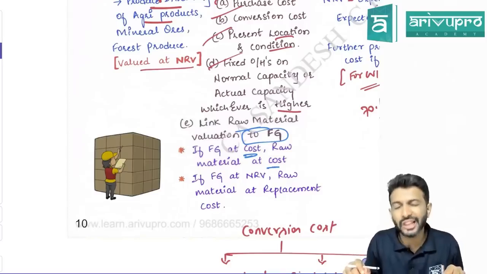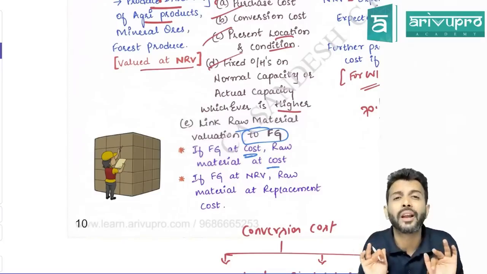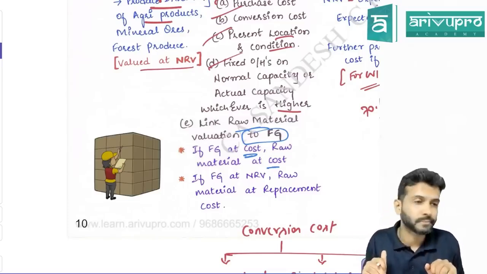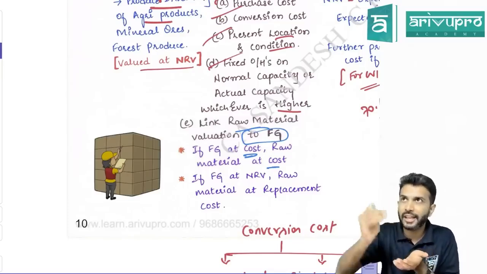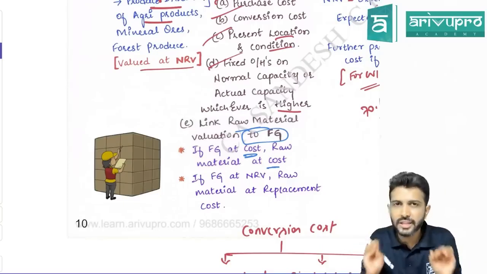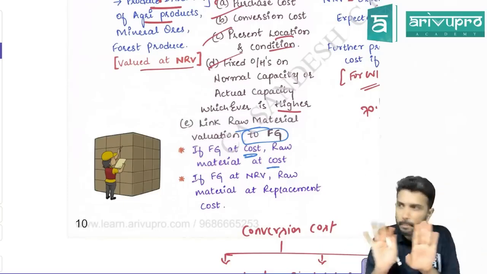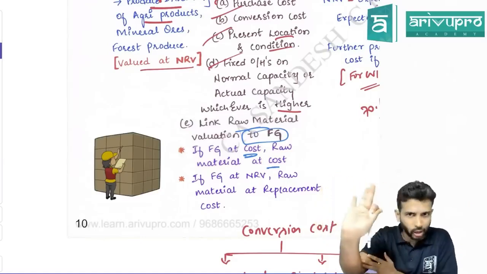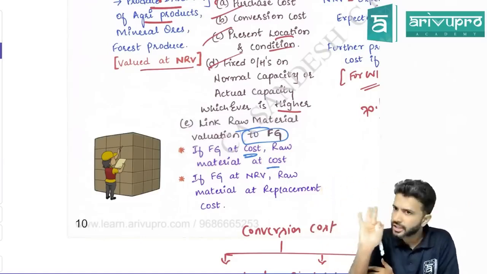Will you sell raw material ever, or will you use raw material? You will use raw material. That means how will you find out the NRV of raw material? Because NRV means expected selling price, and raw material we never sell. So you understood the pain point here. Hence they said, raw material's inventory valuation, because raw material is also an inventory, it also has to be valued.